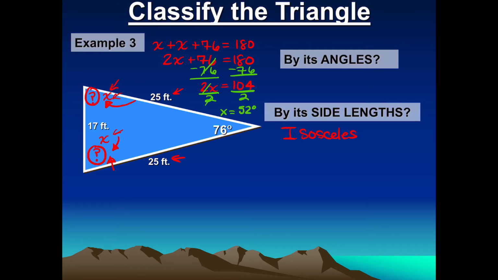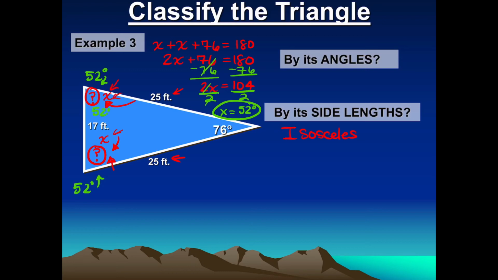So I got x equals 52. So that angle right there is 52 degrees, and that angle right there is also 52 degrees. And if you're unsure about that, just add them all up. 52 plus 52 plus 76 is going to come out to be 180 exactly.